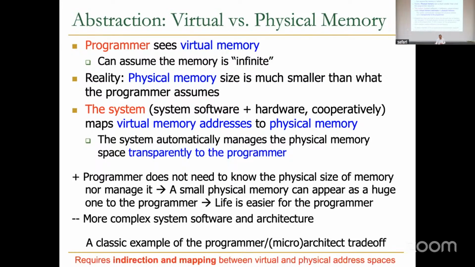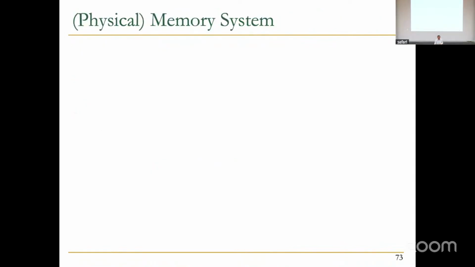Okay, so this requires indirection and mapping between virtual and physical address spaces. You have a virtual address space that's kind of fake, if you will, and then the real physical address space, physical memory, where the data is actually stored. And there needs to be some indirection and mapping to enable this. We're going to see this a lot, but this is a really important piece.